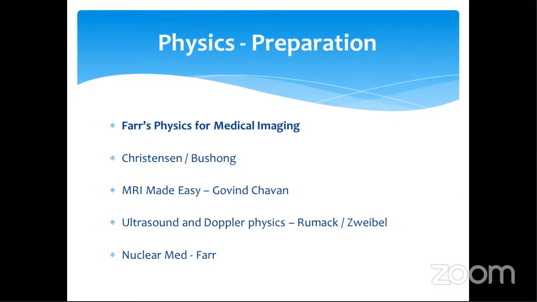FAR's Physics for Medical Imaging is the gold standard textbook for physics preparation. If you are finding it a little difficult, you can first read Christensen and Bouchon, and after your concepts are clear, you can jump on to FAR. For MRI, Govind Chavan's MRI Med is fair enough. That covers most of the questions. And for ultrasound and Doppler physics, you can refer to Radiographics articles, or if you want, you can read RUMAC. And for the nuclear medicine component, FAR is sufficient.